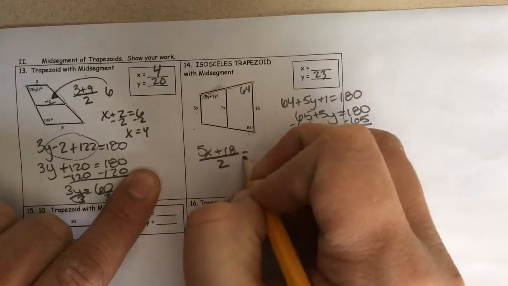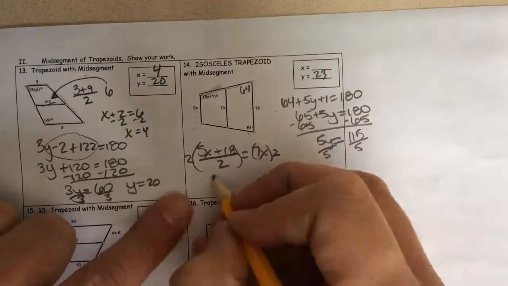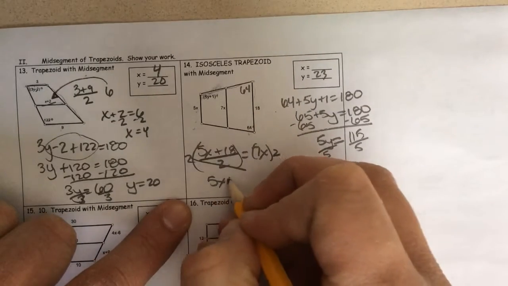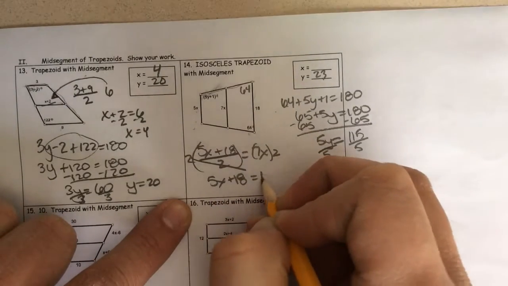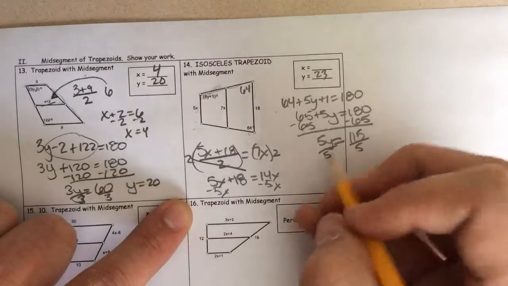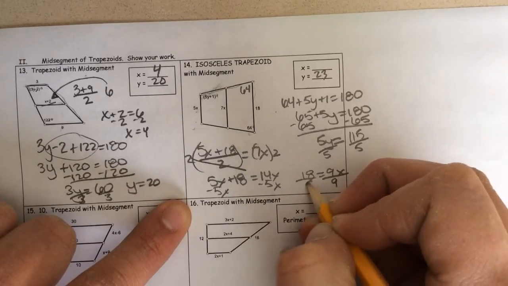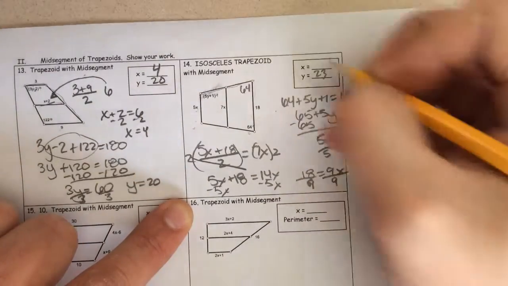All divided by 2 equals 7x. We're going to multiply both sides by 2 to get rid of that 2 over there. These cancel out. 5x plus 18 equals 14x. Take away 5x. We have 18 equals 9x. Divide by 9. X equals 2.